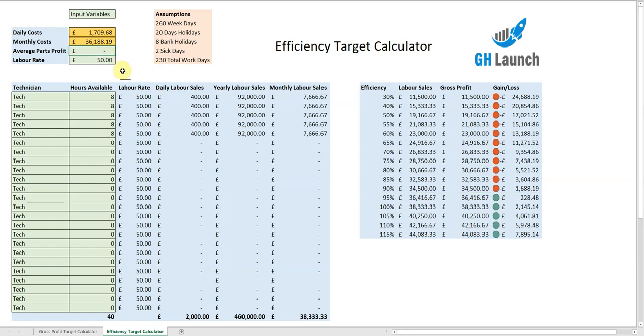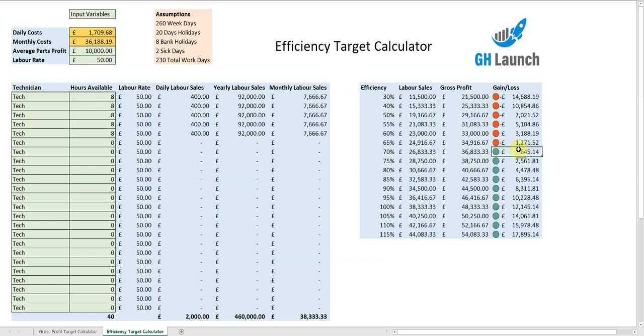So I'm just going to go ahead and throw in the average parts profit for this particular business. Their average parts profit is £10,000 a month. So we can see it brings it right down. Now they need to be 70% efficient to break even. So it's 70% efficient with £10,000 worth of parts profit. They will net profit £645.